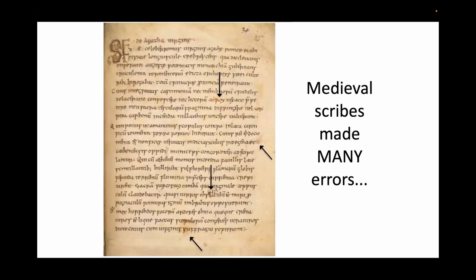Medieval scribes made many errors all the time. If you look at manuscripts, there are errors everywhere. You will see that they've made a spelling error and then had to scrape it off or paint over it and rewrite it, or they write it above or they write it below. But they made errors all the time.